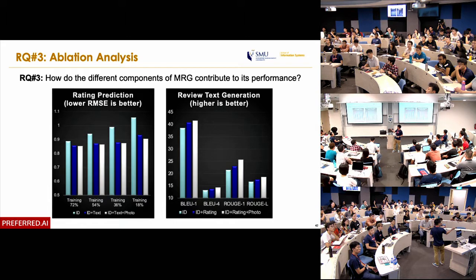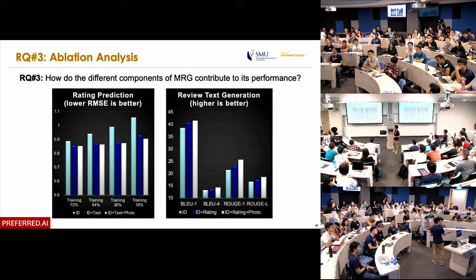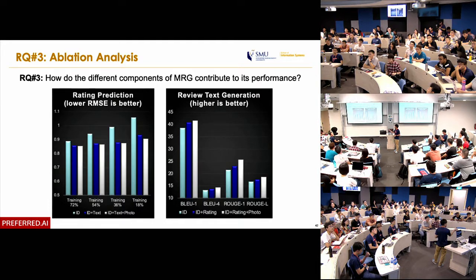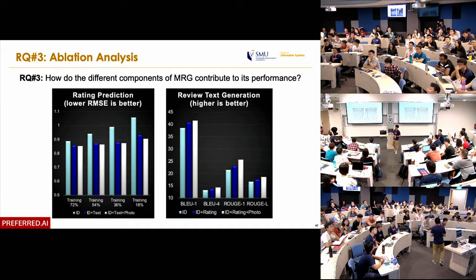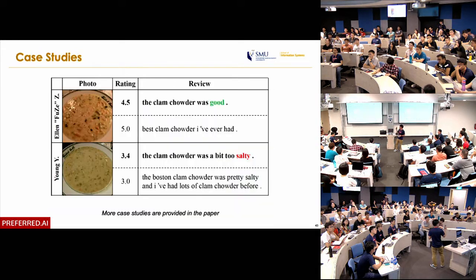In this chart, we show the performance of the quality of the text that is generated. And we can see when we input the rating, which is the sentiment signal, then the text is more relevant. And when we input the image, it improves even higher, because the text is now more relevant to the image.